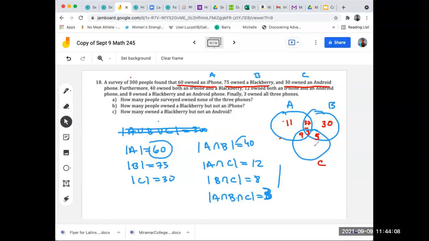And for Android, 30 minus 9 minus 3 minus 5 is 13. Good. So you can find the union either with the Venn diagram or the formula to figure out how many people have iPhones, Androids, and BlackBerries. Does that add up to 300, all of that? No, because some of them will not have any of those phones. So we can take all that, add it up, and subtract that from 300 and find out how many people don't have a phone. Exactly. How much is that?